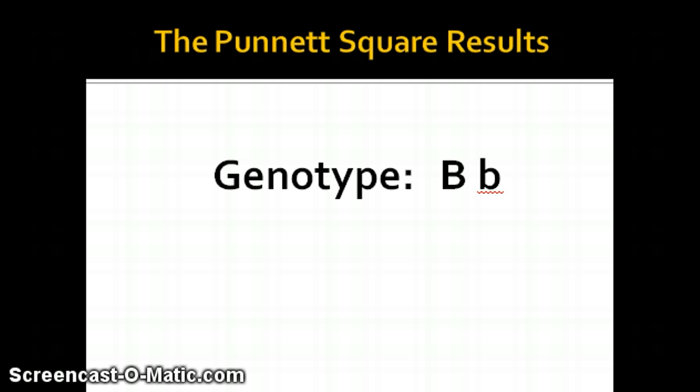Now let's determine what the offspring's eye color will be based on this capital B, lowercase b genotype. We know that any time a genotype includes a dominant allele, in this case a capital B paired with a recessive allele, in this case a lowercase b, the dominant allele or blue eye color will dominate over the recessive allele or brown eye color. Therefore, the offspring's eye color or phenotype will be blue.